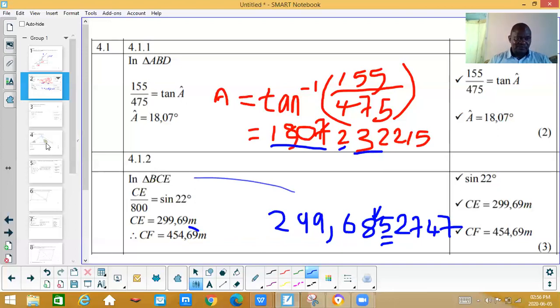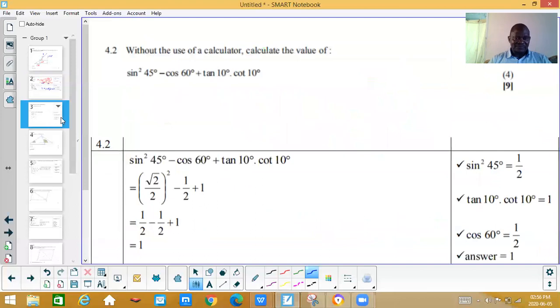Are you clear there? Right? Now, we want to look at number 4.2. Here they are saying, without the use of a calculator, calculate the value of. Now, what is it that you need to do?